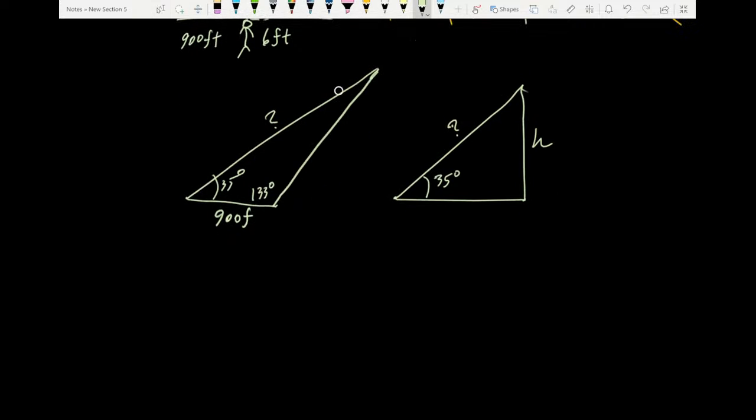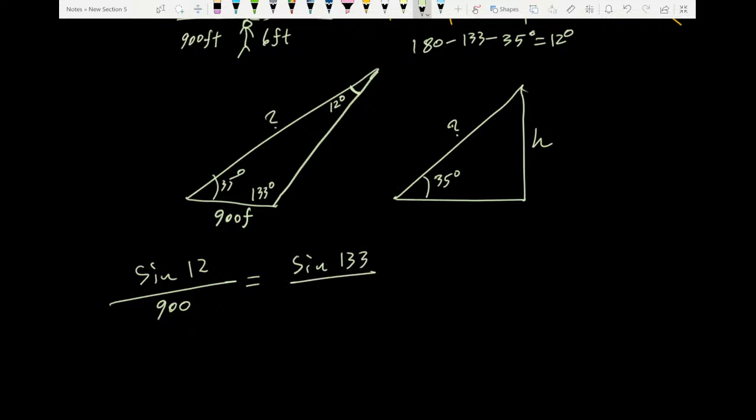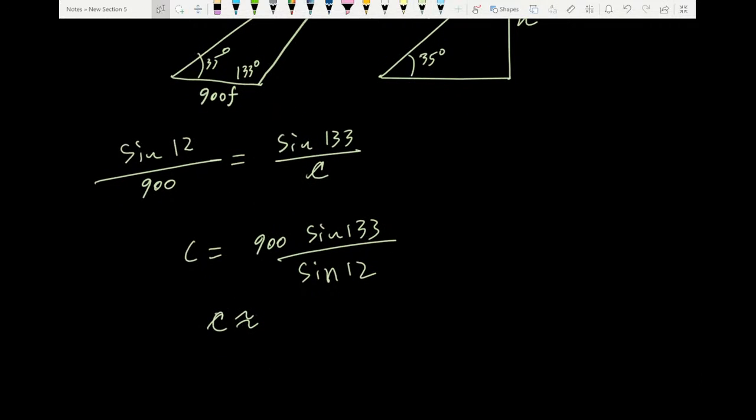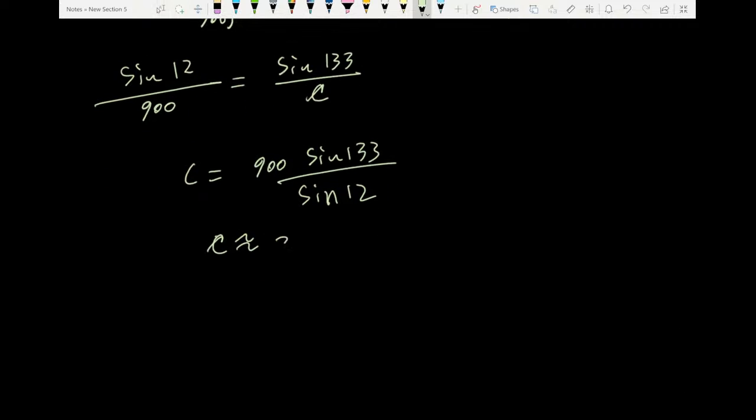In order to do that, I have to know the measurement of this angle. That's super easy. 180 minus 133 minus 35 gives you 12 degrees. So I could use sine of 12 over 900 equals sine of 133 over, let's call that C. So C equals 900 times sine of 133 over sine of 12. Approximately C will equal 3,165.86.